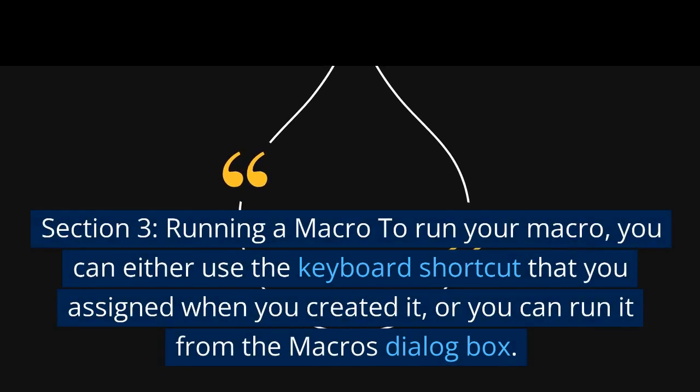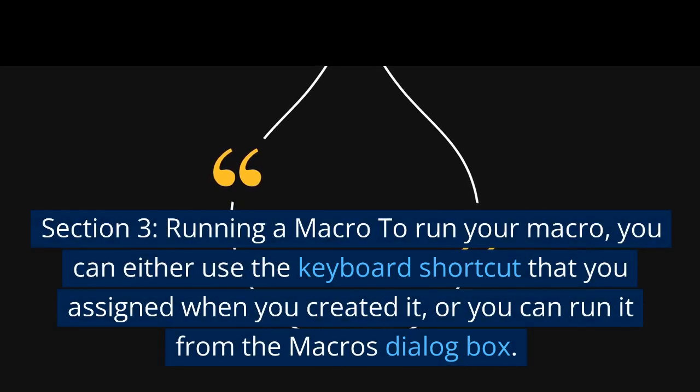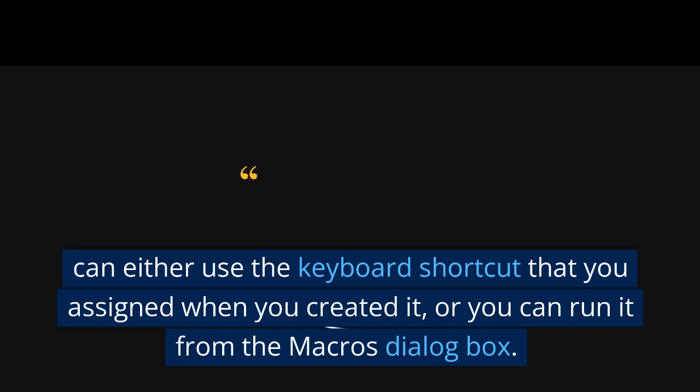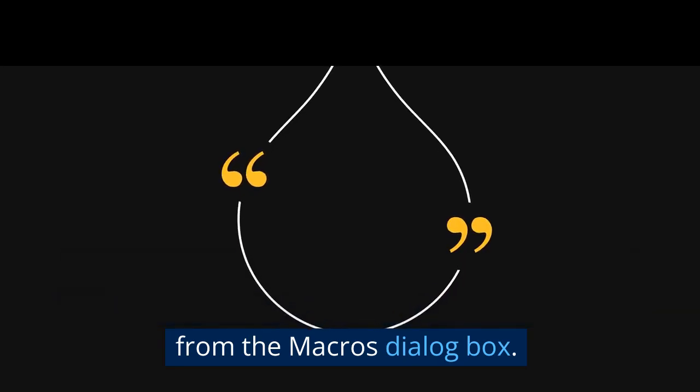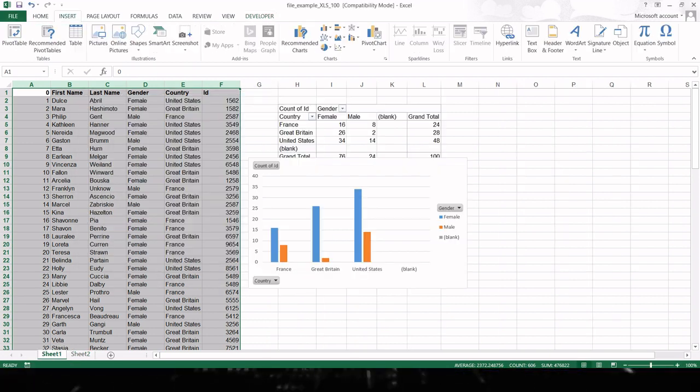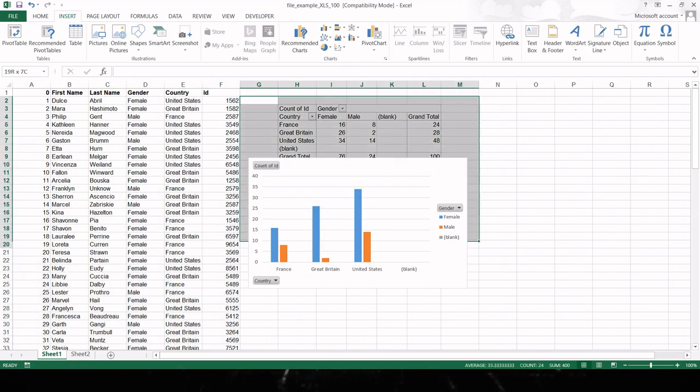Section 3. Running a macro. To run your macro, you can either use the keyboard shortcut that you assigned when you created it, or you can run it from the Macros dialog box. To do this, go to the Developer tab, click Macros, select your macro, and click Run.